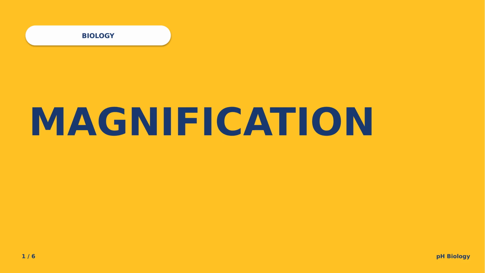Today's explainer is magnification. How many times bigger the image is than the real thing. By the end of this video, you'll have the formula locked in, you'll know how to convert units correctly, and you'll calculate magnification problems in the GCSE paper without losing a mark.